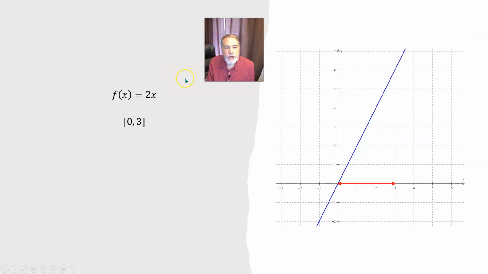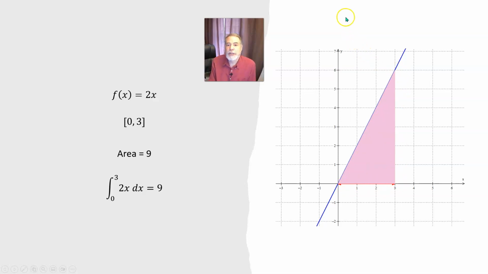Another example, suppose your function f of x equals 2x, and your interval is the interval from 0 to 3. In that case, the region under the curve, that is between the x-axis and the graph of that function, would look like this. It would be a triangle. And if you know the formula for the area of a triangle, 1/2 times the base times the height, you can calculate that for this triangle, that would be 1/2 times 3 times 6, which works out to 9 square units. So in this case, the integral from 0 to 3 of 2x dx equals 9.